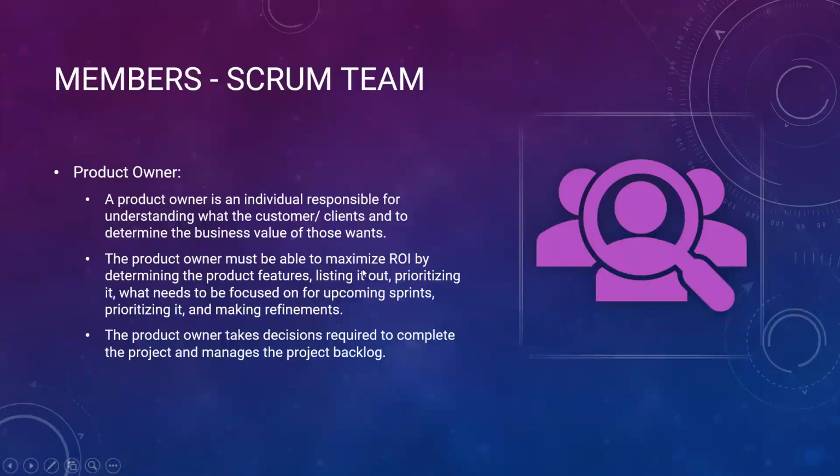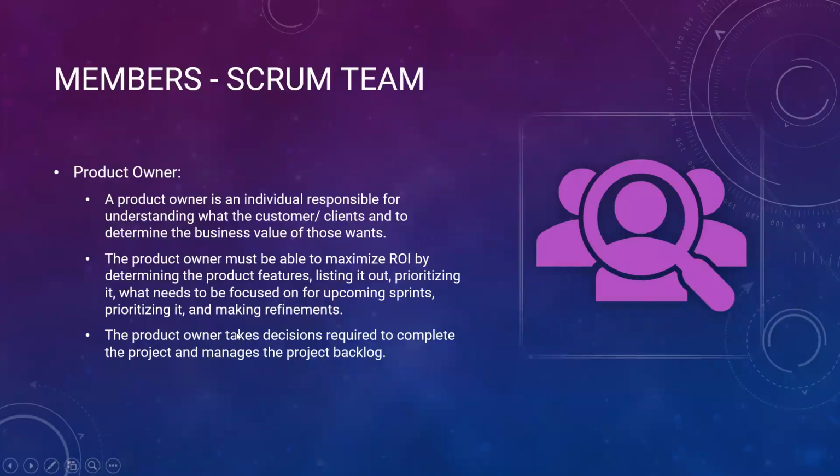Now you can see the product owner must be able to maximize ROI by determining the product features, listing them out, and prioritizing what needs to be focused on. See, this is what we have discussed, right? So he's going to look into all of these aspects, feasible and tangible. The product owner takes the decisions required to complete the project and manages the product backlog. Okay. So now he's going to prepare this backlog.